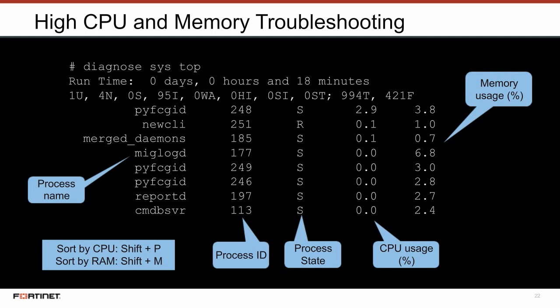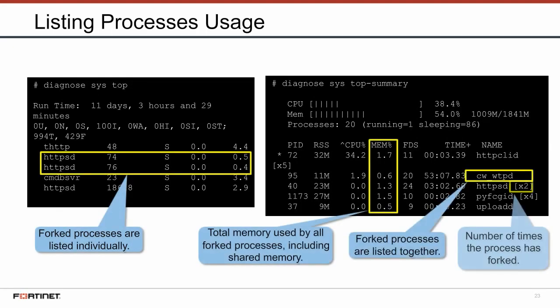To sort the list by highest CPU usage, press Shift-P. To sort by highest RAM usage, press Shift-M. The diagnose sys top-summary command is slightly different than the diagnose sys top command. The former is better for examining memory usage. Why? It collects all memory being used by a process and its child processes, including any memory that is shared between the processes. Let's compare the outputs of diagnose sys top and diagnose sys top-summary.